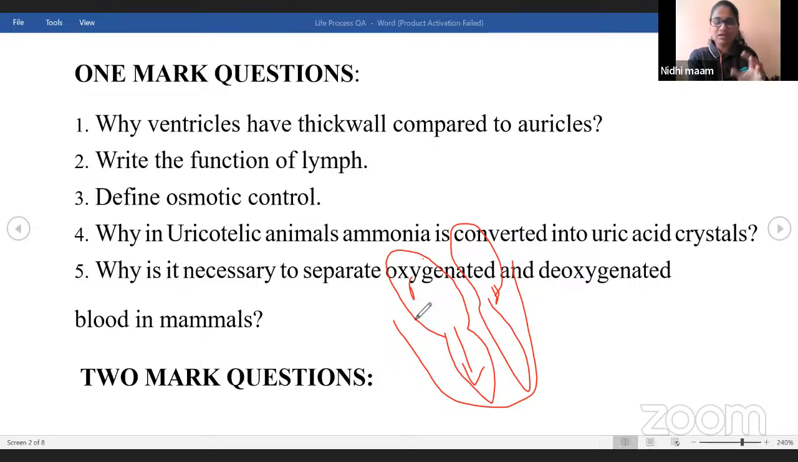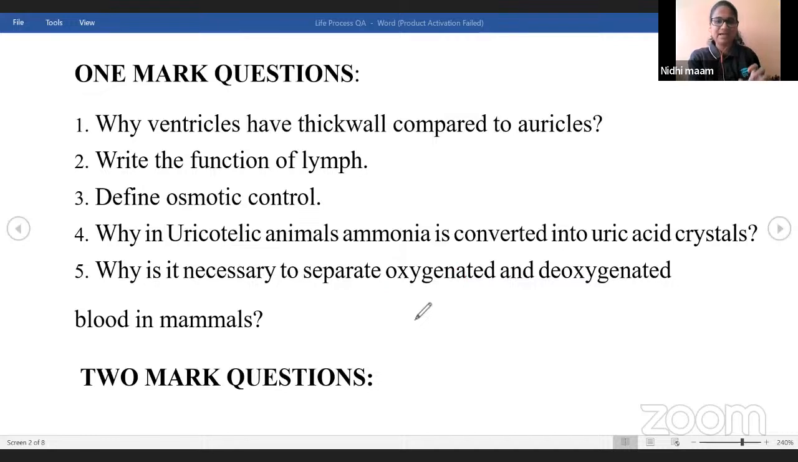So here the ventricles have the function of pumping the blood to different parts of the body. Auricles just have to pump the blood into the ventricles. That is why, as they have to pump the blood to different parts of the body, the ventricles have a thick wall. Why do ventricles have a thick wall? Because the ventricles have to pump the blood to different parts of the body compared to the auricles.